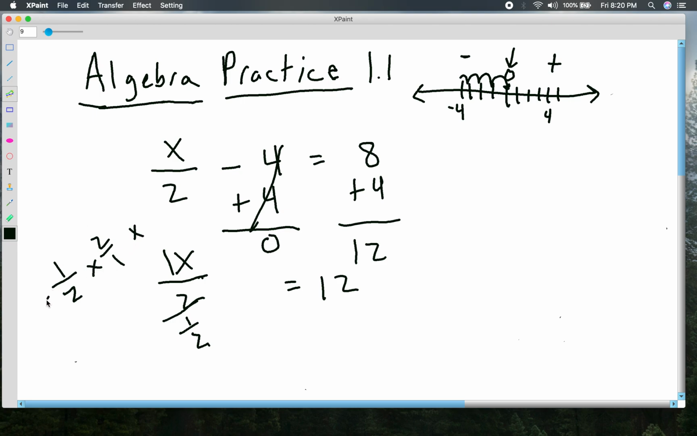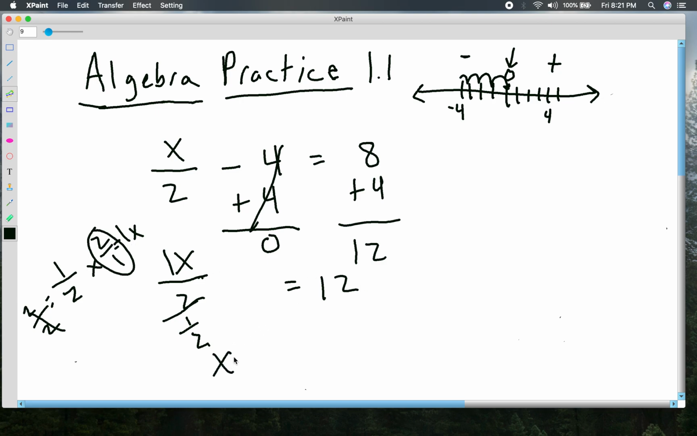2 times 1 is 2. 2 times 1 is 2. This gives us 1x. x. All right, so x equals x times 2. So x divided by 2 is the same as multiplying by 2 over 1. So I multiplied this by 2 over 1, but what I did here, I have to do over here.